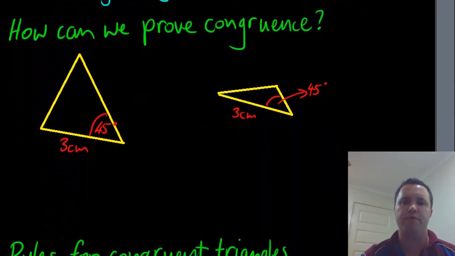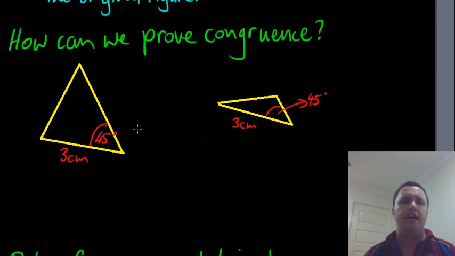So let's scroll down and have a look. How can we prove congruence? It's not good enough for a triangle to just say we knew one of the internal angles and one of the sides next to it. So 45 degrees here, and this length here is 3 centimeters. If I go over here, I can draw another triangle with a 45 degree angle here and 3 centimeters on this length, and these triangles are clearly completely different.